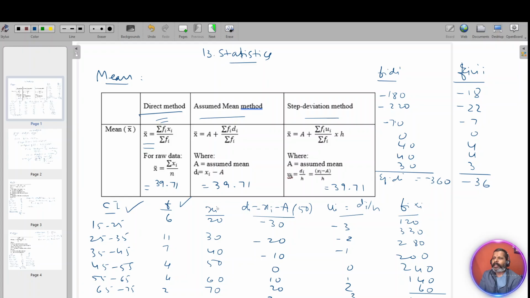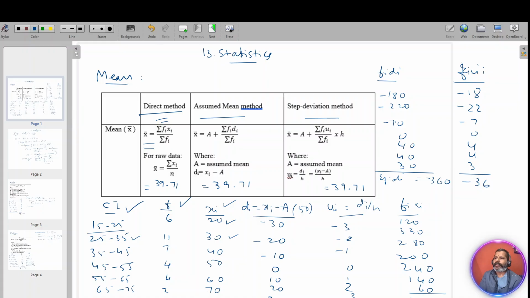So xi is nothing but midpoint. How do you find midpoint? We just saw it is the average of the CI upper class limit and lower class limit. Means 25 plus 15 is 40, 40 by 2 is 20. Like that, 25 plus 35 is 60, 60 by 2 is 30. So once you find xi like this, we are done for direct method, this much.